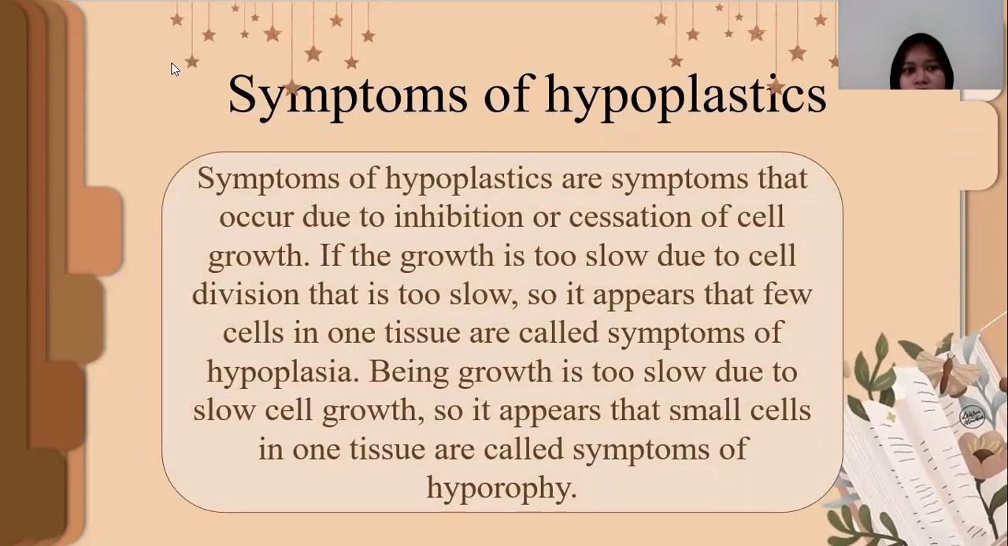Symptoms of hypoplastic are symptoms that occur due to inhibition or cessation of cell growth. If the growth is too slow due to cell division that is too slow, so that few cells appear in one tissue, it is called symptoms of hypoplasia. Growth that is too slow due to slow cell growth, so that small cells appear in one tissue, is called symptoms of hypotrophy.